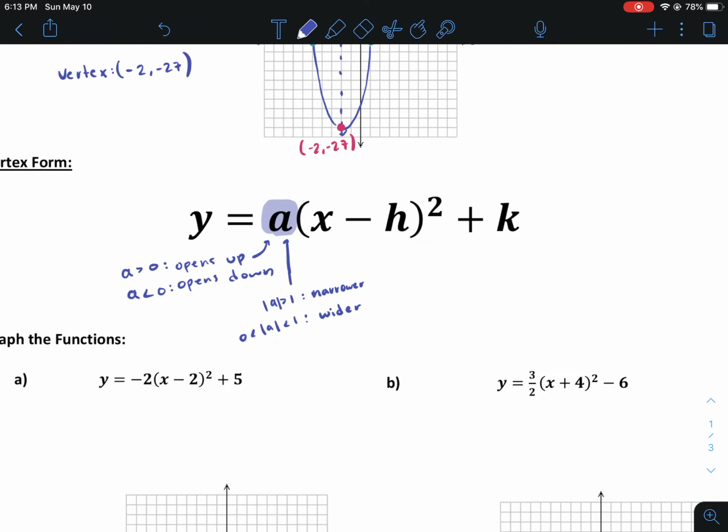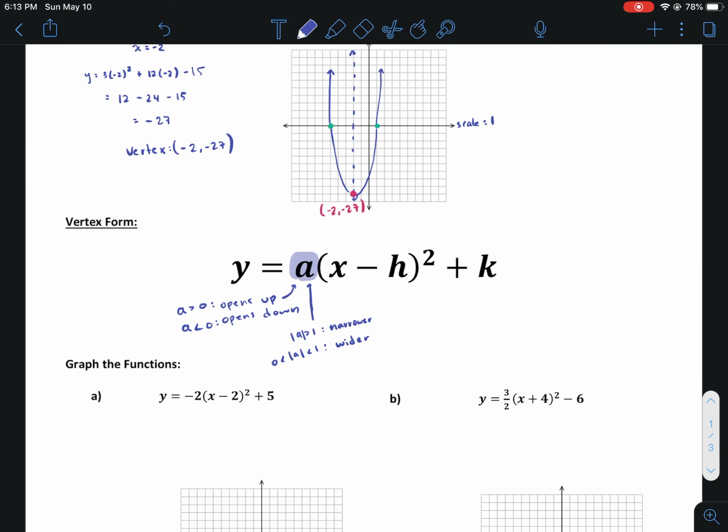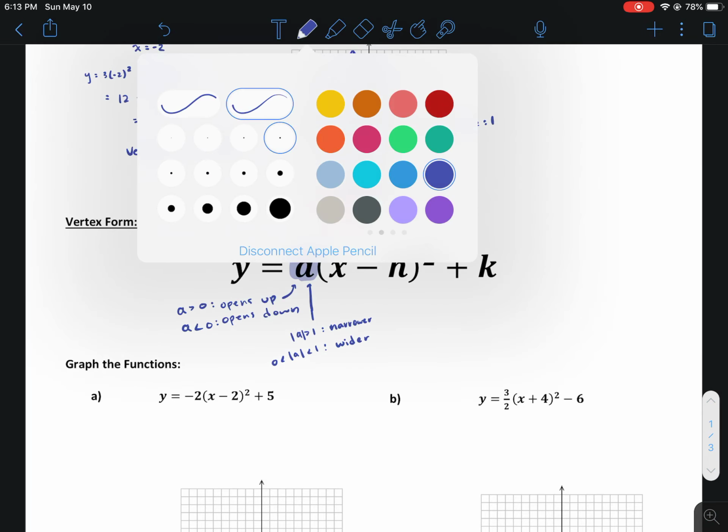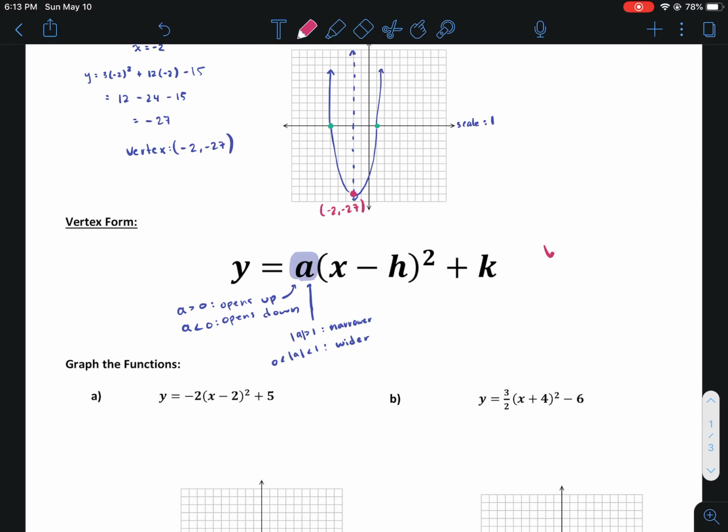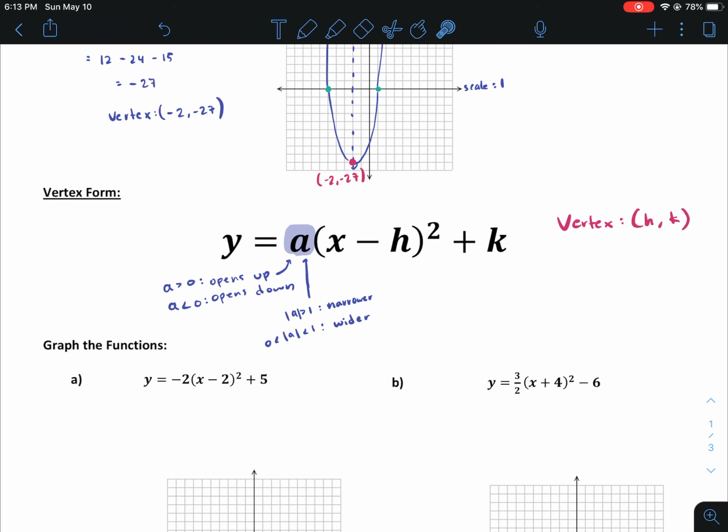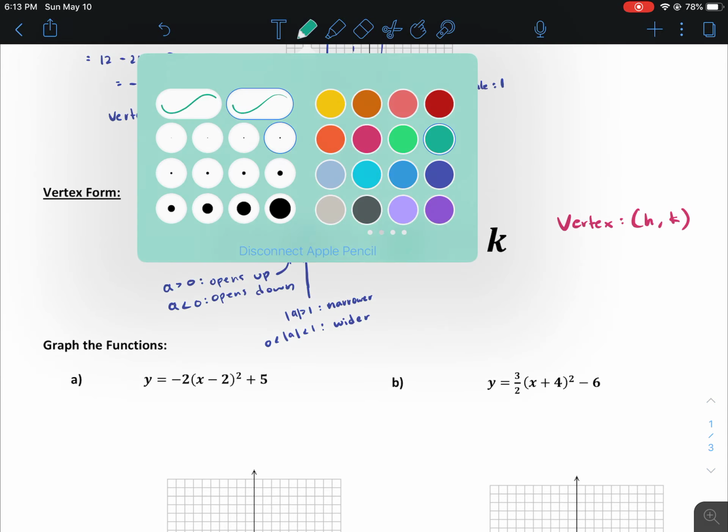Now, the h and k, each of these is going to represent a vertex. So if my vertex is at h comma k, then x minus h, whatever is being subtracted from x, is what the x coordinate is, and k is my y coordinate. Okay. And so another way to talk about h is what we call a shift, right? A transformation, a horizontal shift.